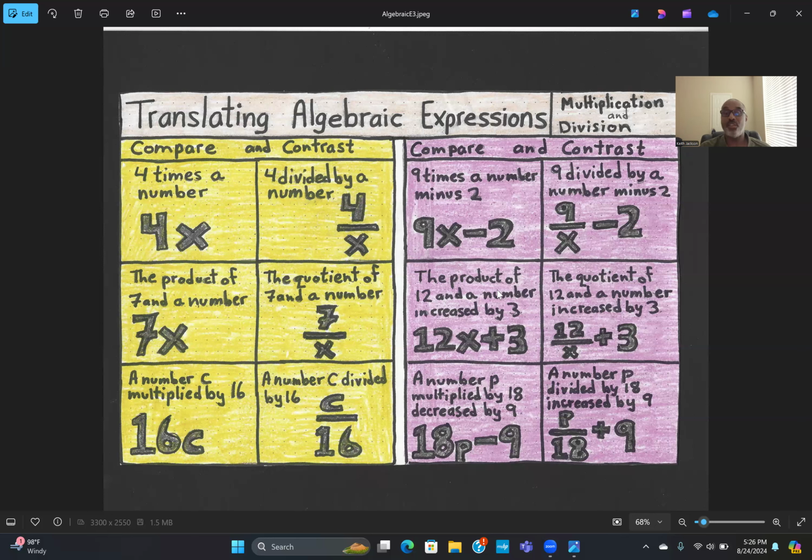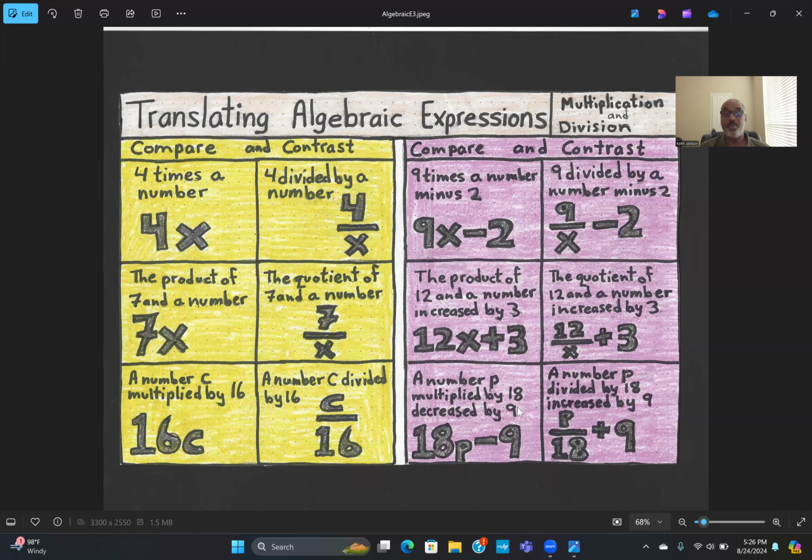Now let's take a look at our second row, in which we have the product of 12 and a number increased by 3. If you recall from previous videos, increase means to add. And so the product of 12 and a number x increased by 3 can be written as 12x plus 3. And over here, we have the quotient, and remember, quotient is the same as division, of 12 and a number increased by 3. Division comes before addition, so we're going to write 12 divided by x plus 3.